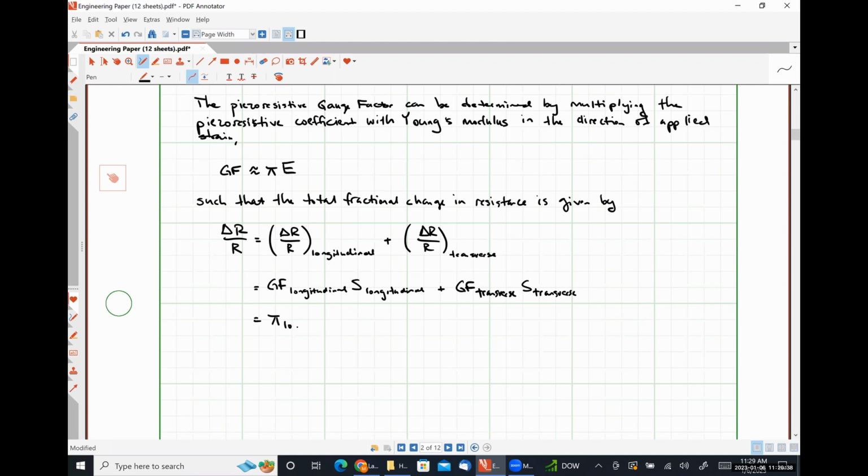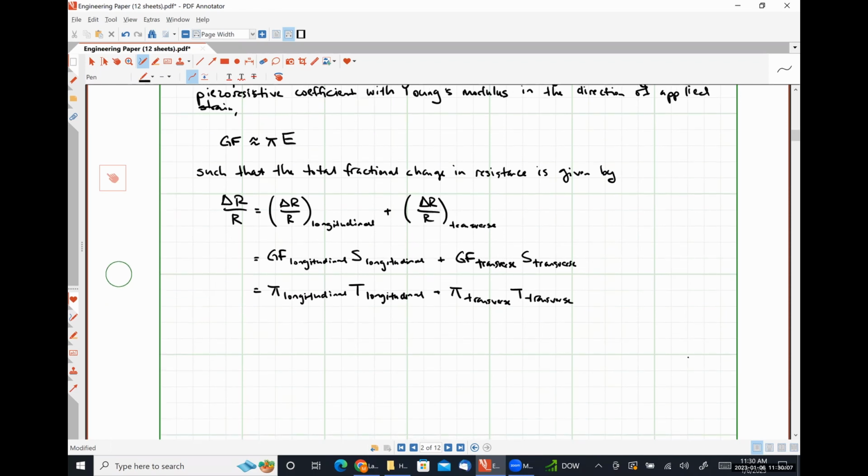So that's going to be pi longitudinal times T longitudinal plus pi transverse times T transverse. All right, so it is often the case that only one of these components is dominant. Seems pretty reasonable. So let's work an example problem.